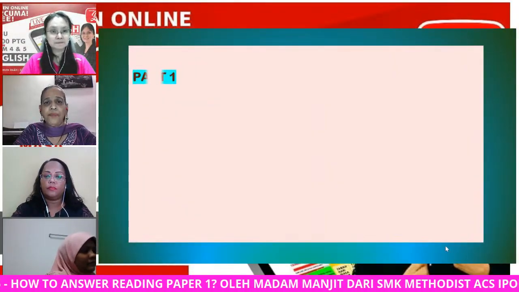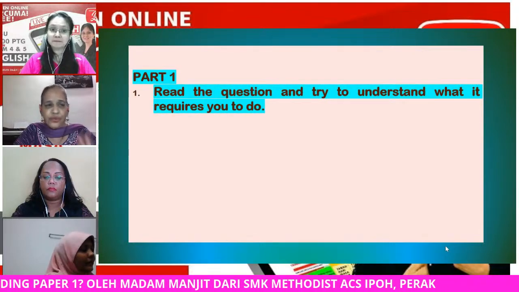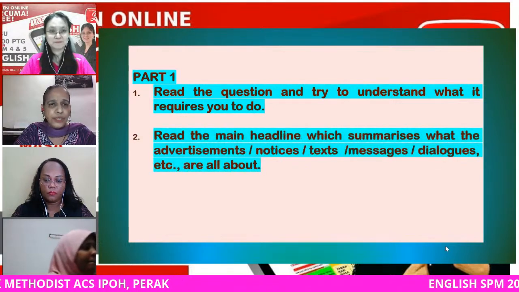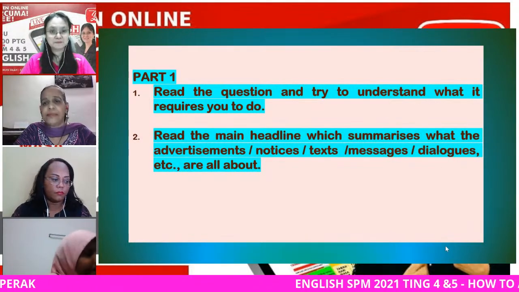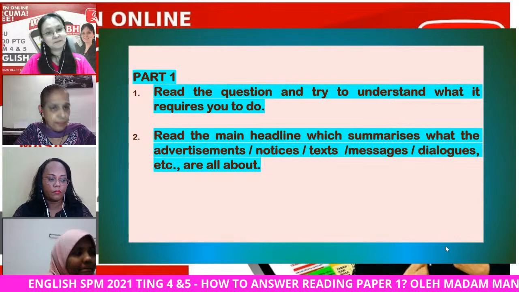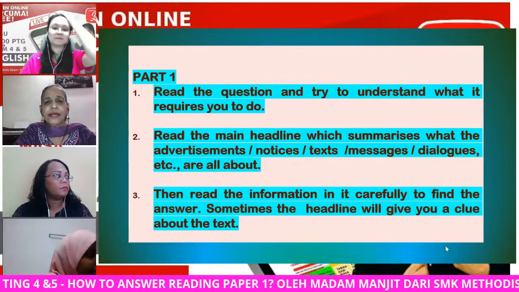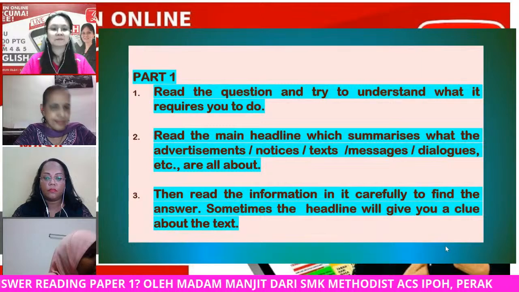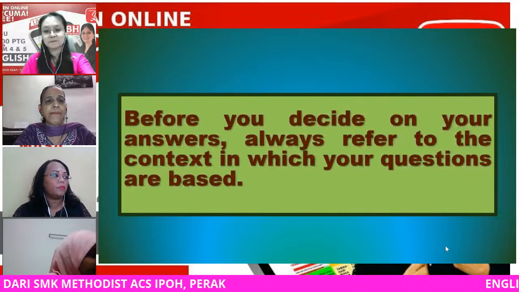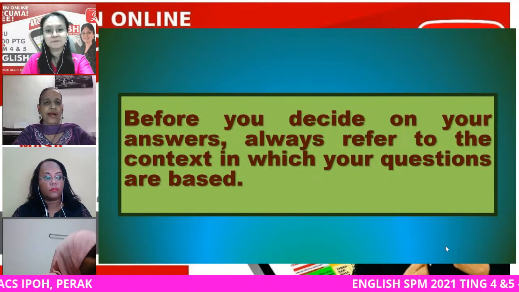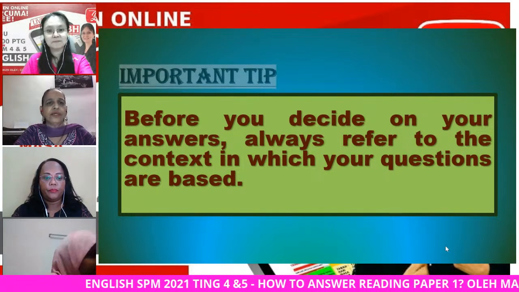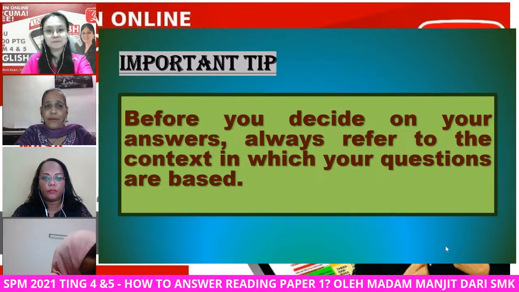Okay, let's continue now. In part 1, I'm just going to recap what we have done last time. Read the question and try to understand what it requires you to do. Part 2, read the main headline, which summarizes what the advertisements, notices, text, messages, dialogues, etc. are all about. And in part 3, read the information in it carefully to find the answer. Sometimes the headline will give you a clue about the text. Important tip for today: before you decide on your answers, always refer to the context in which your questions are based. This is a very important tip you can apply for all part 1, part 2 until part 5.